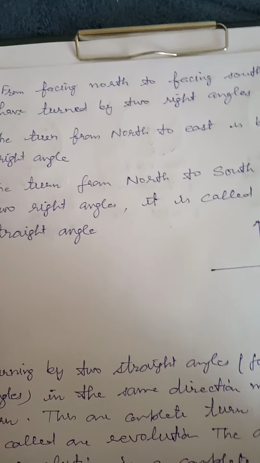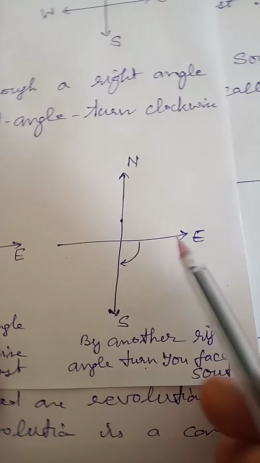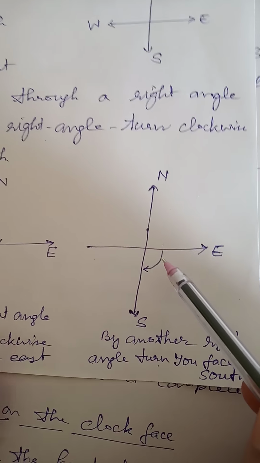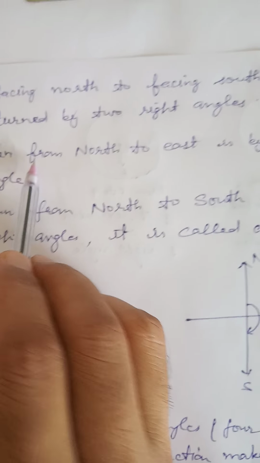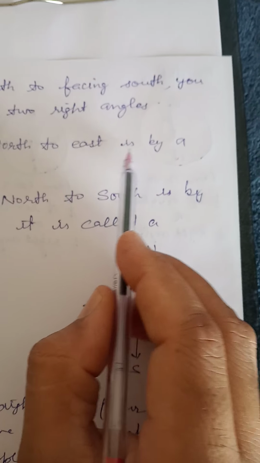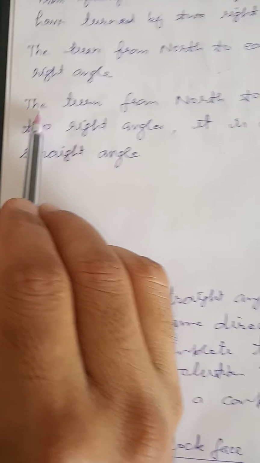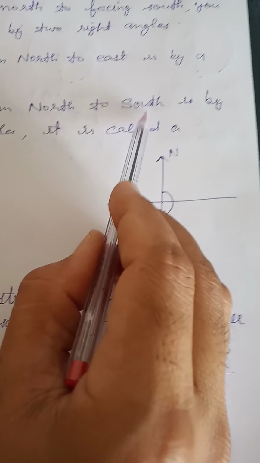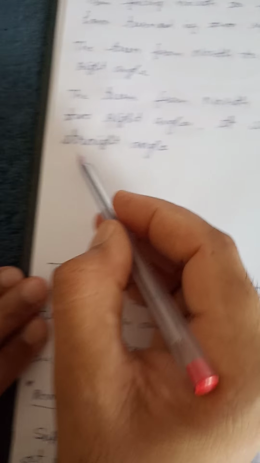Let us see. This is turn by one right angle. This is by another right angle. Now the turn from north to east is by a right angle. Now the turn from north to south is by two right angles. It is called a straight angle.